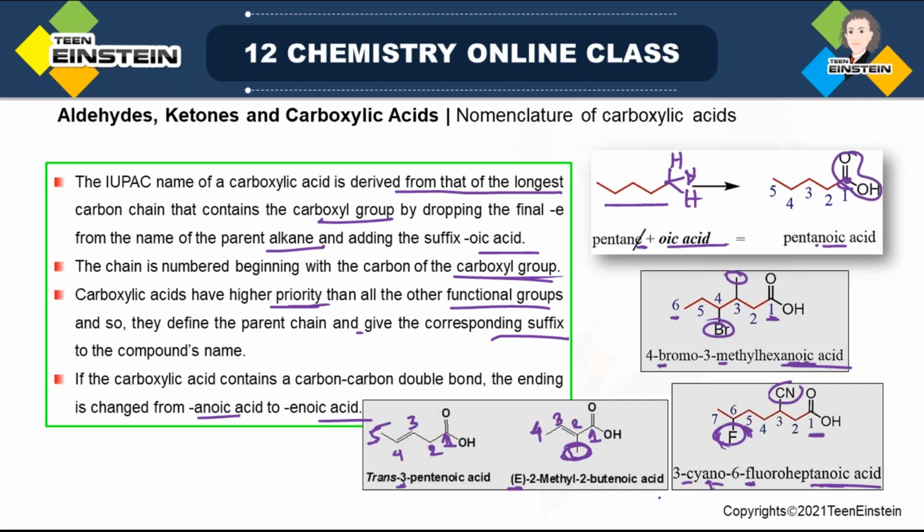Okay. So these are the rules for when it is a non-cyclic compound. Here the examples that you are seeing are all non-cyclic.